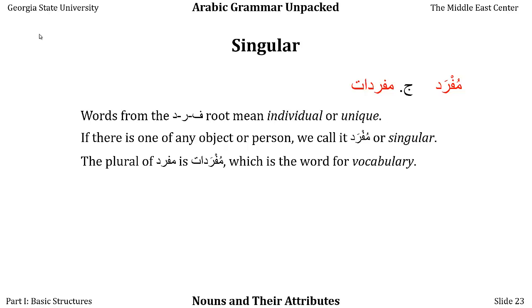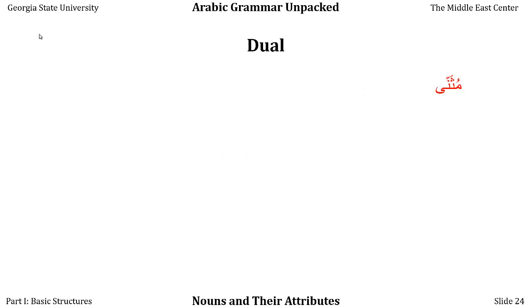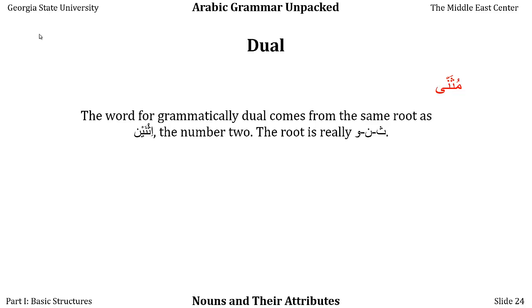The plural of mufrad is mufradat, which happens to be the word for vocabulary, so you can learn that as you go as well. Let's move on to dual. Dual is muthanna. Again, it ends in alif maksura. The word for grammatically dual comes from the same root as ithnain. It's a little hard to see, but it's true.